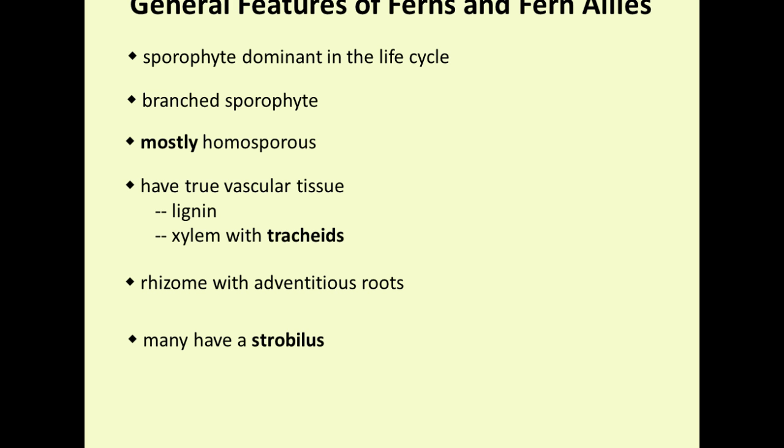A strobilus is like a cone, and we'll talk about that a little bit later, but it's a really neat structure that evolved in plants to allow them to produce as many spores as possible per unit area. And then they have true leaves, microphylls or megaphylls. So last time when we looked at phyllids in mosses, they do not have true vascular tissue, right? In order to have a leaf, you need to have at least one vein. And a microphyll has one vein, and a megaphyll has more than one vein.